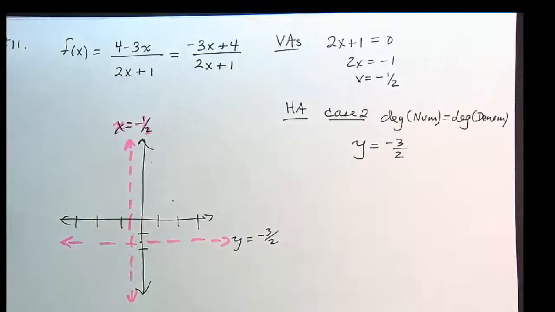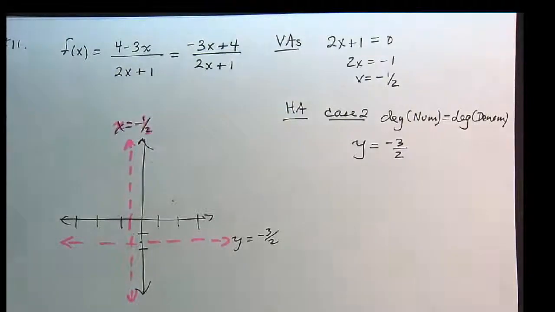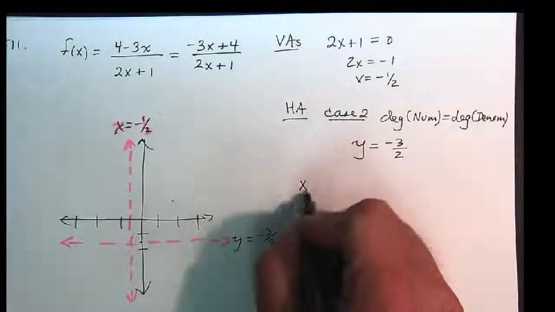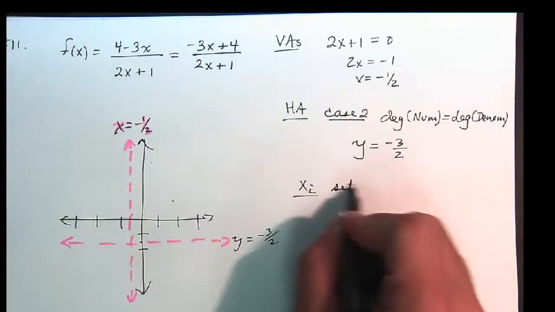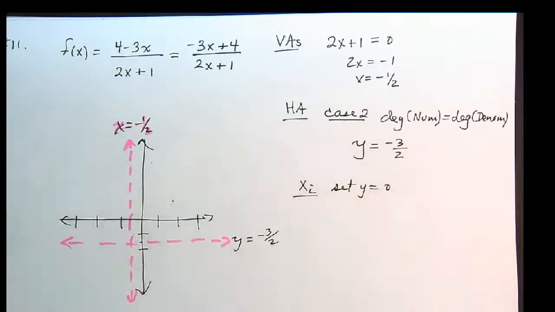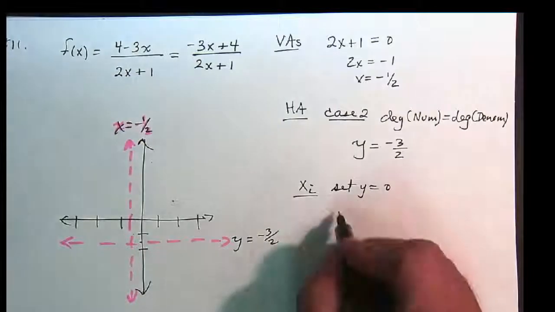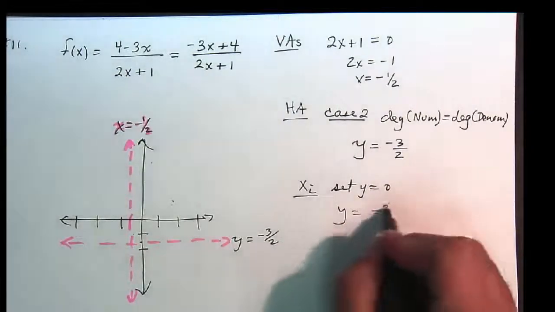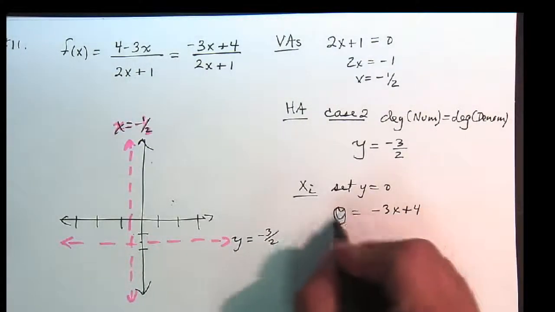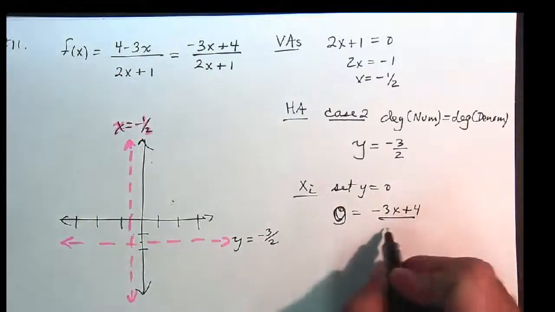And now if I want to do a nice proper graph of this thing, I can go and do x and y intercepts if I wanted. Just find some other points in there. So how do we find x-intercepts? Set y equal to 0. And basically when you're setting y equal to 0, you're setting the whole equation equal to 0.